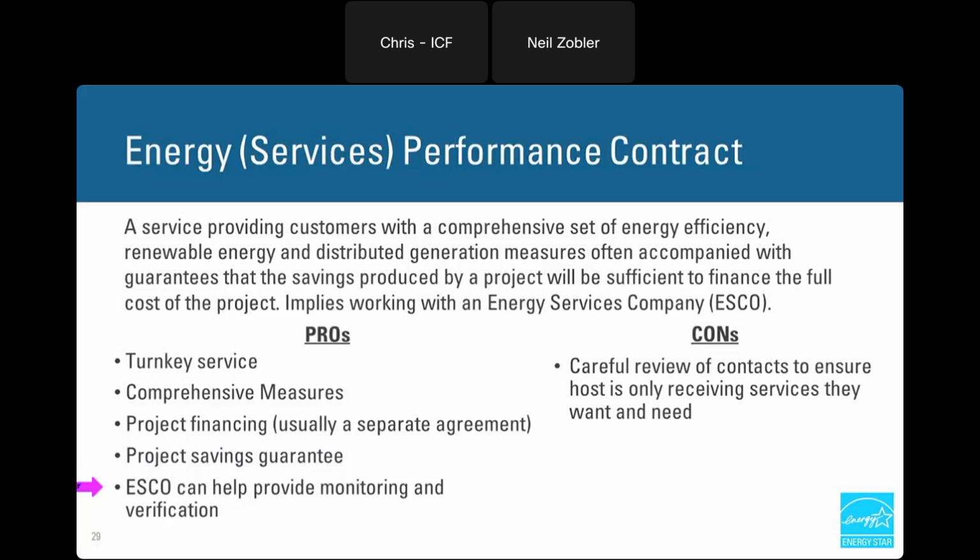And of course, the energy service company, the ESCO, will and can help provide monitoring and verification to make sure that what you're saving today continues on into the future. Big con, know what you're entering into, make sure that what you're getting is exactly what you need and not things that you don't need. So you need to be very careful before you sign on the bottom line to make sure this is the kind of project support documentation that you need to make the project work.